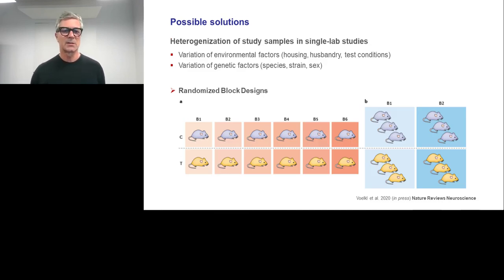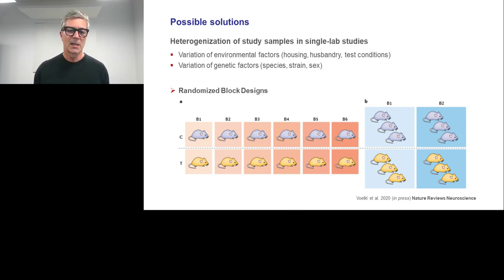Here is an illustration. Heterogenization of study samples in single lab studies can either be done by systematically varying environmental factors, factors of housing conditions, husbandry protocols or test conditions, or by variation of genetic factors, so varying the species, the strain, or the sex of the animals. And randomized block designs are the perfect design that can be used for this.